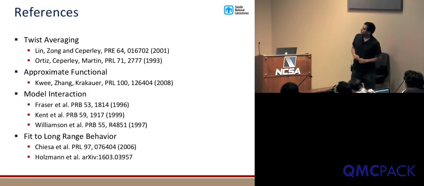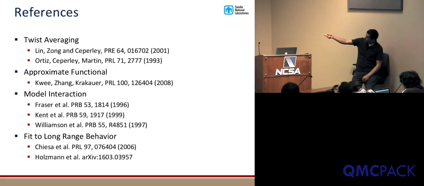So these are the general references. For twist averaging, we've got a couple papers for the fixed phase approximation. So basically how we can do fixed node when the wave function is complex. And for twist averaging itself, this approximate functional was a paper in 2008. There's actually an update that extends that to LSDA. So if you have systems where spin is important.